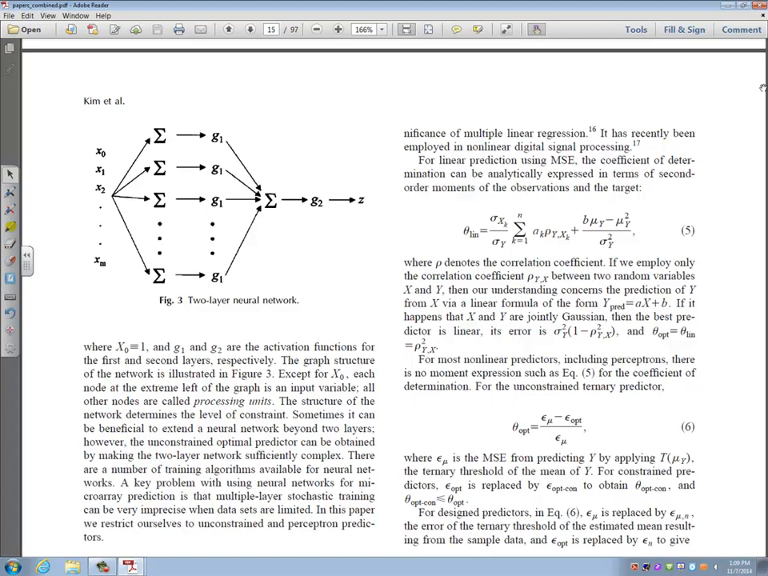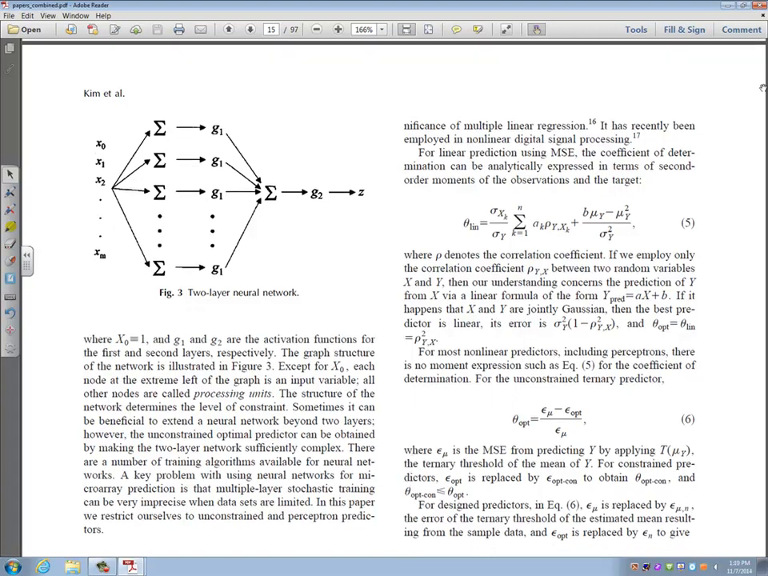Now if you're going to get the COD in the case of constrained prediction, then this will be replaced by epsilon opt constraint. That's what is being done here. All right, any questions?